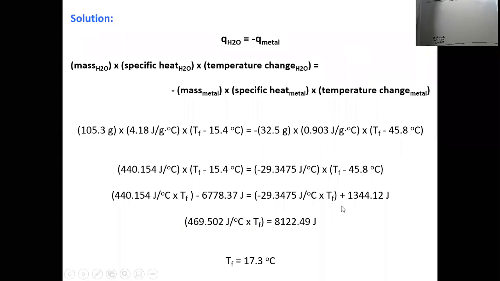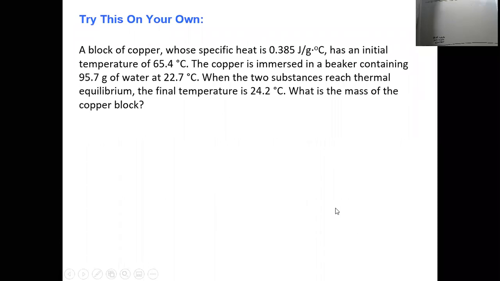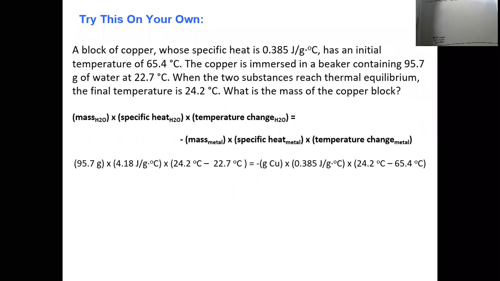Okay, hopefully that makes sense. So now try this one out on your own. Hit the pause button because I'm going to go ahead and put the answer up, but I would like you to try it on your own. Okay, there's the formula. Q of the water equals negative Q of the metal. Plug in all the material. In this case, our mass value for copper is our unknown. And when we solve it out, we get 37.8 grams.